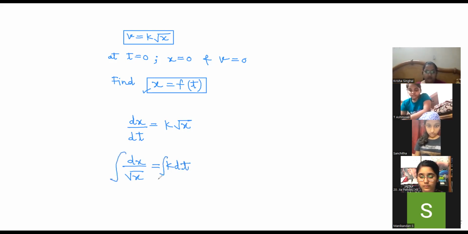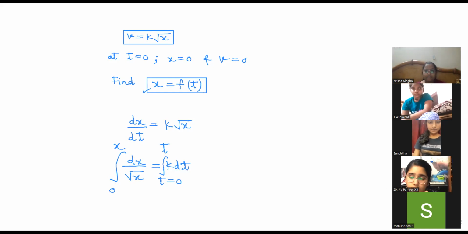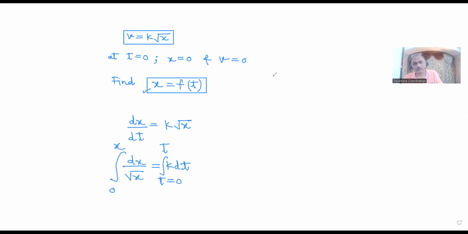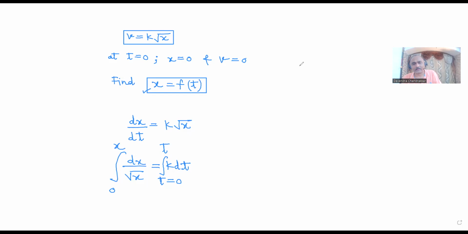Now you integrate it. At t equals 0, what is x? X is 0. At t is equal to t, what is x? X is x. This is what we intend to find. Sanchita, Ashmika, Krisha, Jia, Sparsh, Sharanya, Nimra. Understood? Yes, sir. Okay. So now, when all of you are aware about integration, right? Or you want me to show it to you? Okay, I'll write the integration.